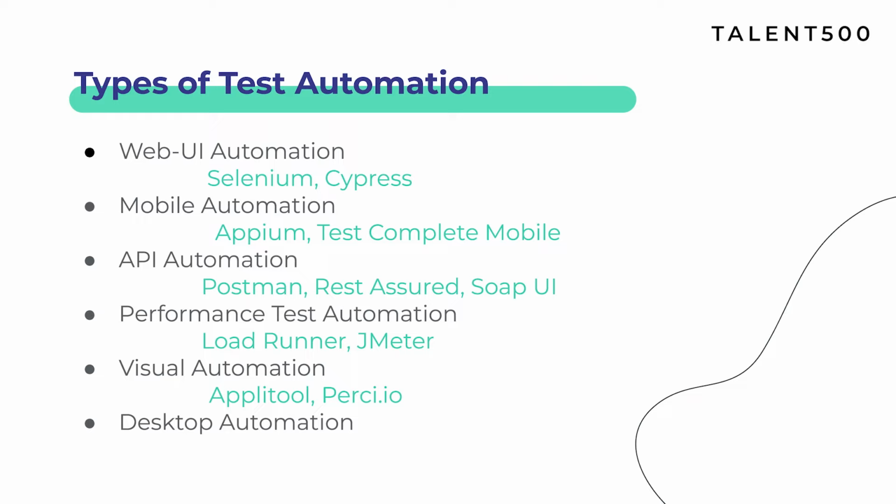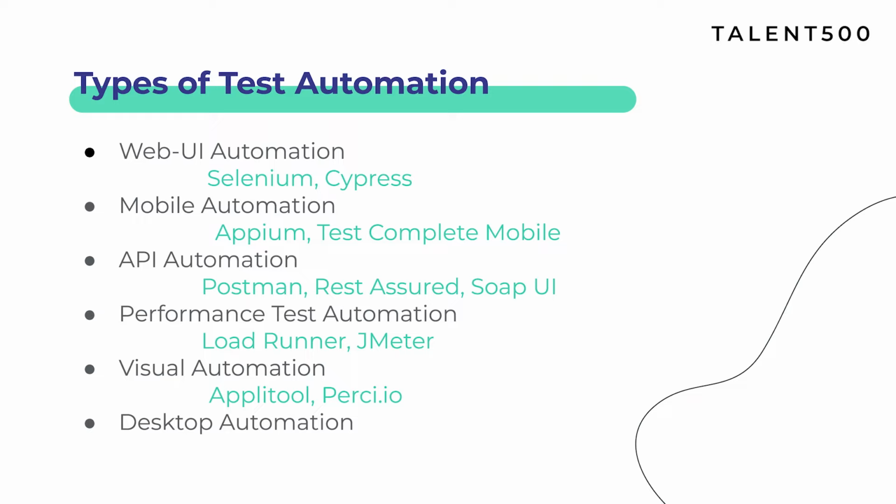Next part is mobile automation. Mobile is the device which is being used by most of the people in the world. In fact, 2/3 of the world's population are using mobile now. So you can see the magnitude, right? There are a lot of mobile users, and a lot of mobile users means there are a lot of mobile applications. And whenever there are a lot of mobile applications, we need to test those applications. So when we are testing mobile applications, we need to use Appium or Test Complete Mobile.